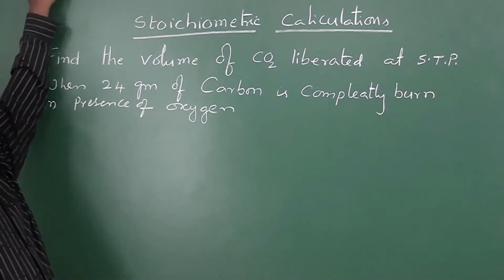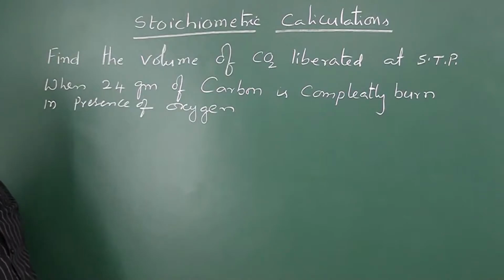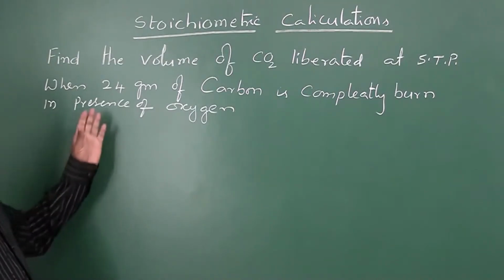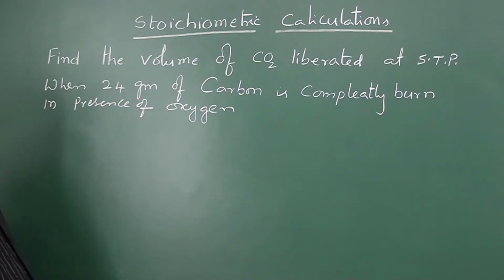Now we are practicing the problems based on stoichiometric calculations. So here we have one problem, that is, find the volume of CO2 liberated at STP when 24 grams of carbon is completely burned in presence of oxygen.